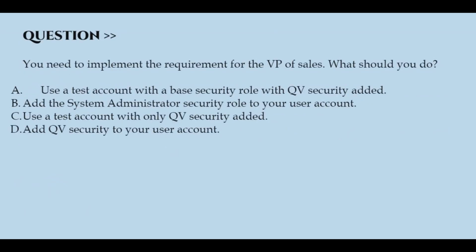The next one, you need to implement the requirement for VP of Sales. What should you do? Option A, use a test account with the base security role with QV security added. Next, add the system administrator security role to your user account. Option C, use the test account with the only QV security added. Option D, add QV security to your user account. Correct answer is option A.